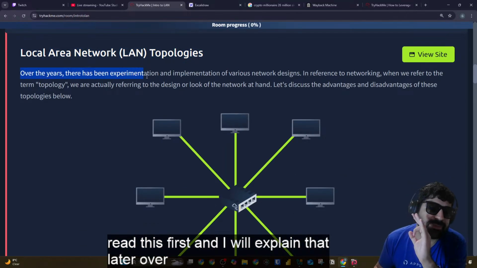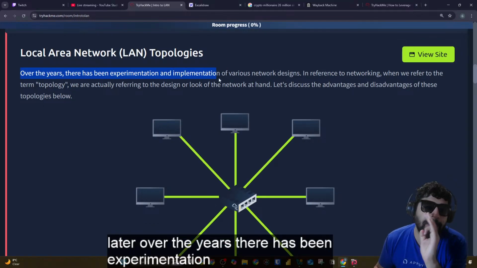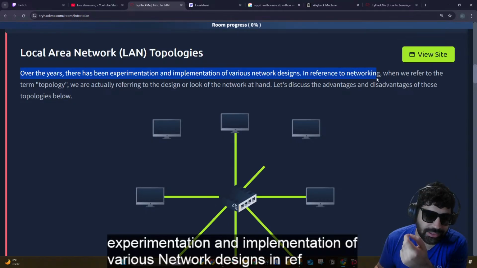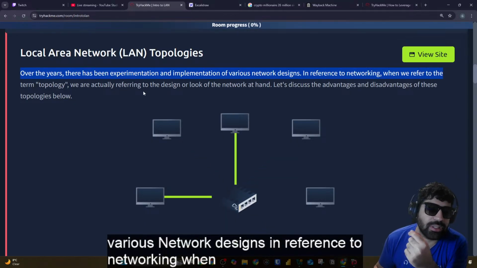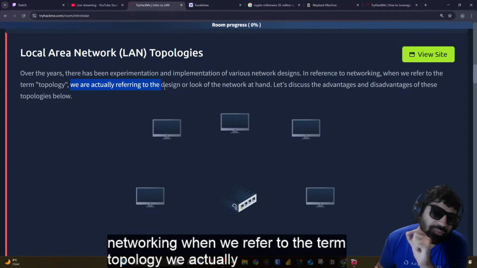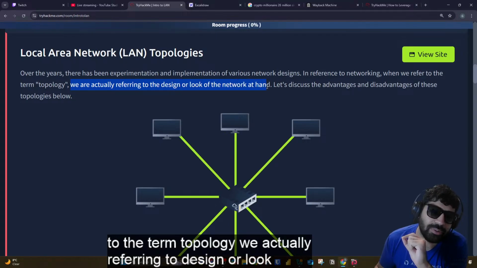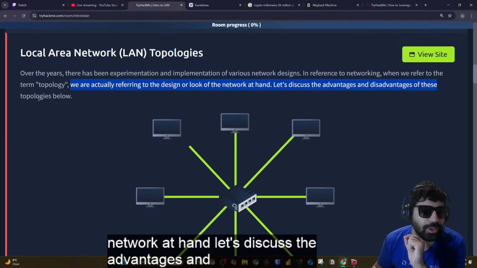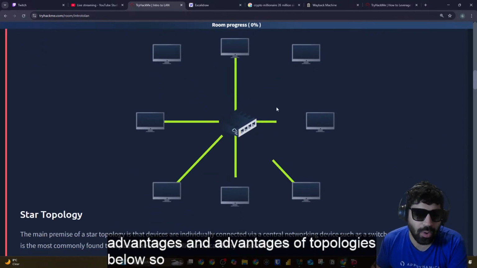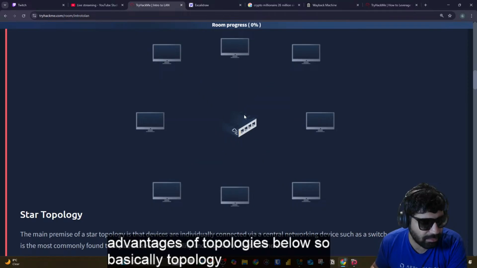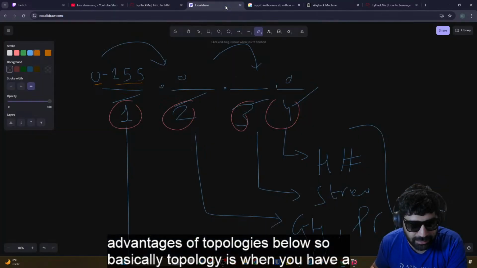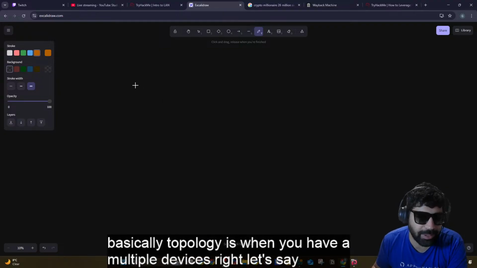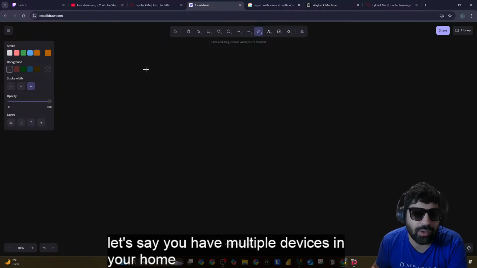Over the years, there has been experimentation and implementation of various network designs. In reference to networking, when we refer to the term topology, we are actually referring to the design or look of the network at hand. Let's discuss the advantages and disadvantages of topologies below. So basically, topology is when you have multiple devices in your home, and how they all should connect.